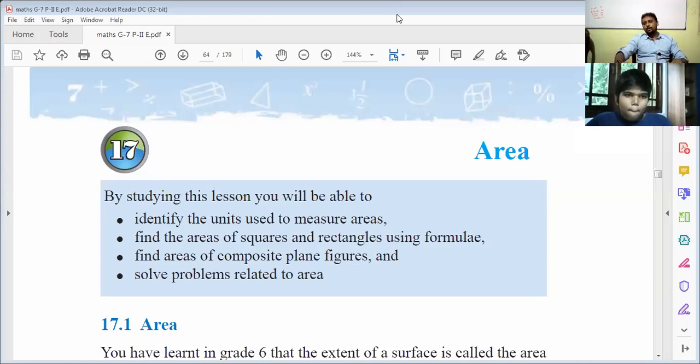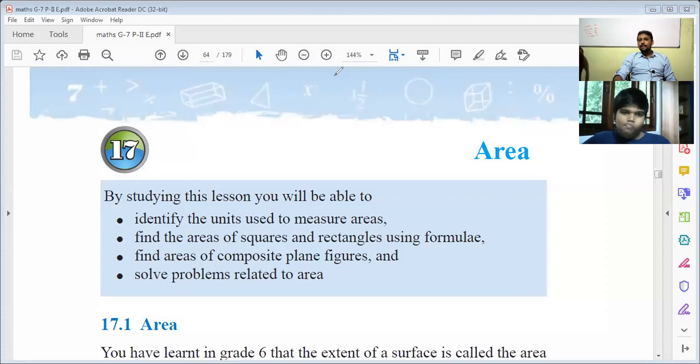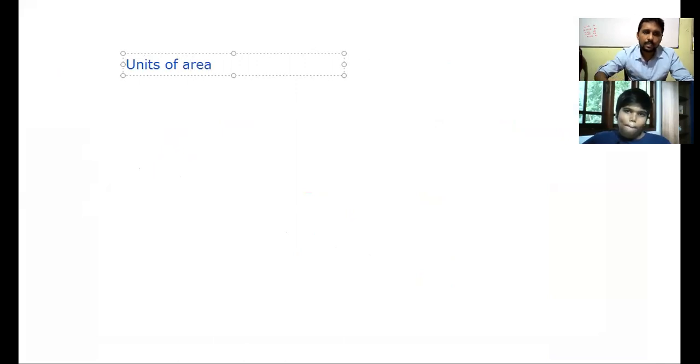Okay, first I'm going to discuss what are the units of area. You write down the subtopic in your book. Units of area.